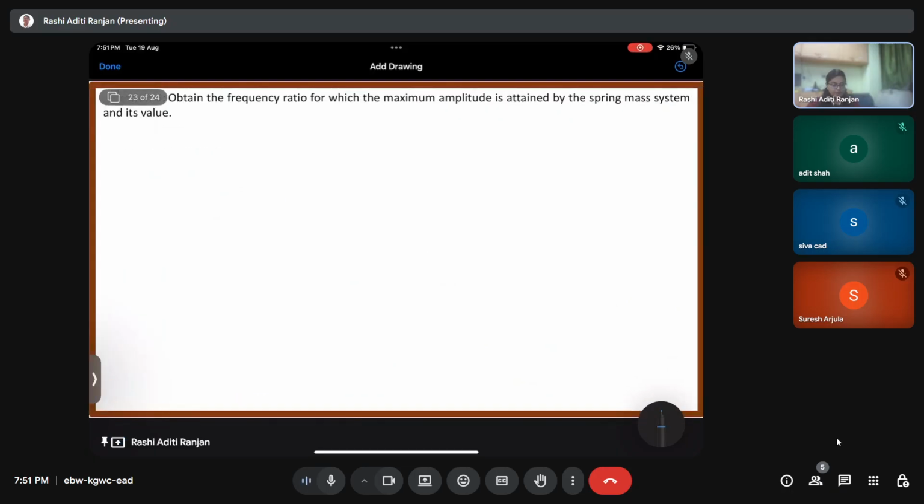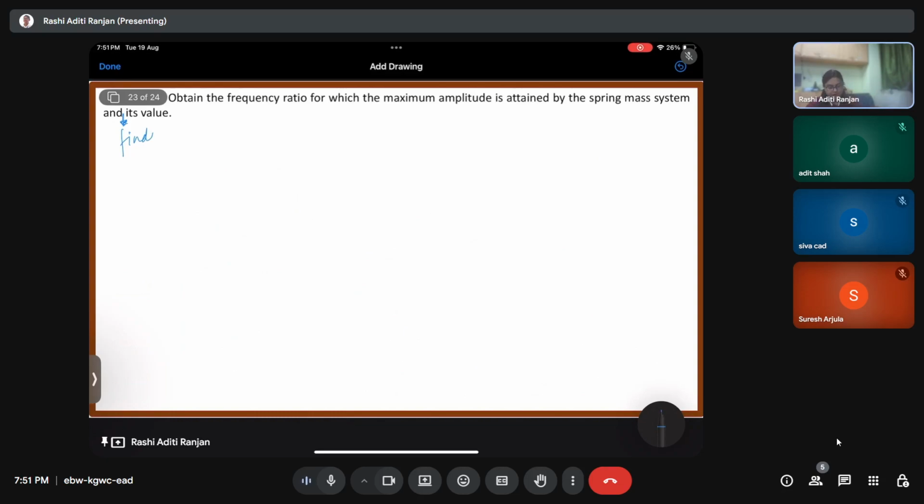Then coming on to question number 9, which says: obtain the frequency ratio for which the maximum amplitude is attained by a spring mass system, and find its value. Basically, this question says that we need to find out the frequency ratio at which the maximum amplitude is attained by a spring mass system, and then we also need to find out what that particular value is.